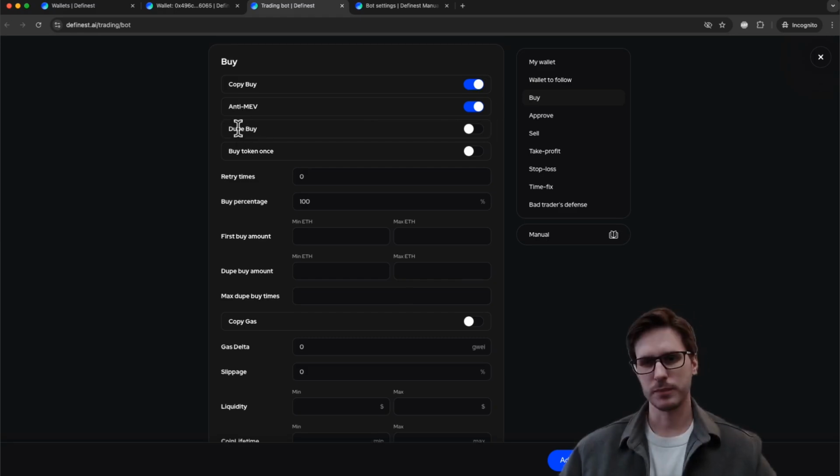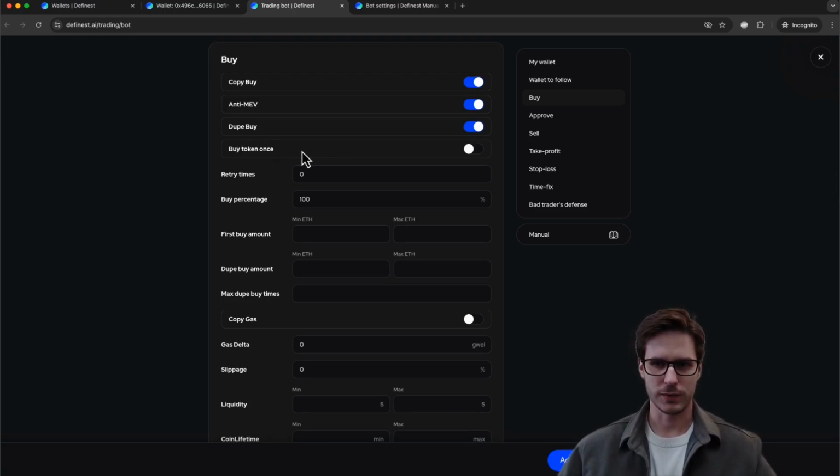Next, Double Buy is a setting that allows you to buy a coin again. That is, if it is turned off, then you can buy a coin only once in one transaction. And if, for example, you want to buy it again, then you will need to turn on this setting. I turn it on by talking once. We do not include this.